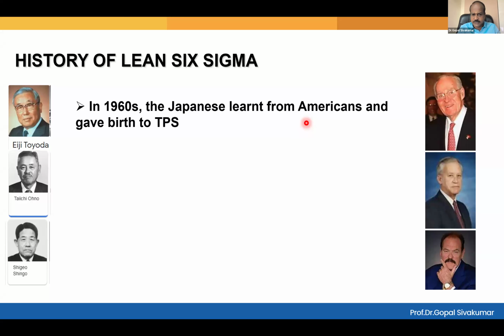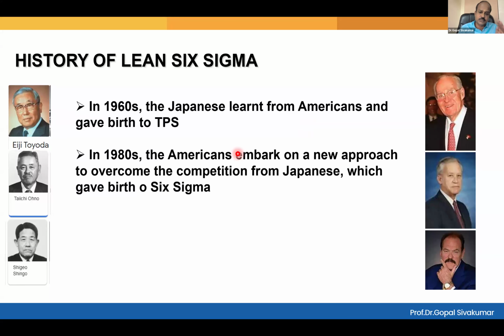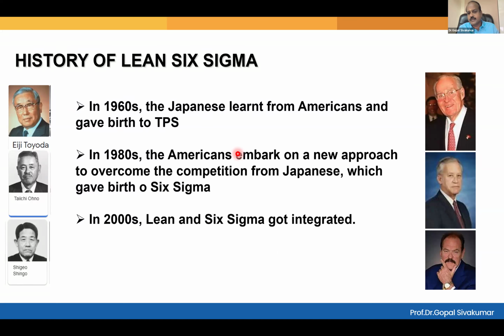Lean evolved from a Japanese company known as Toyota, right? Lean, the Toyota production system, got introduced around 1960, and Six Sigma got introduced around 1980. From 2000 onwards, they got integrated. Nowadays, everywhere the implementation is an integrated implementation. They go hand in hand.